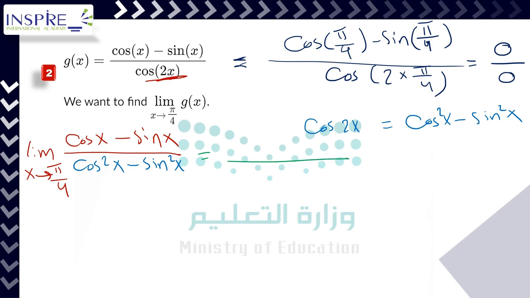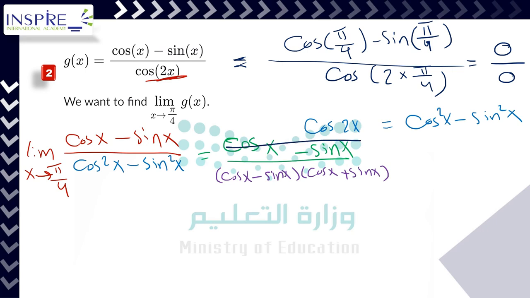By the difference between two squares, we'll keep the numerator the same, cosine x minus sine x, and we will just factorize the denominator to be cosine x minus sine x times cosine x plus sine x, using the difference between two squares. Right now, we will cancel cosine x minus sine x from up and down. In the numerator, we will have 1. In the denominator, we have cosine x plus sine x.